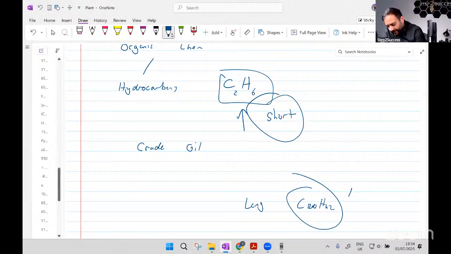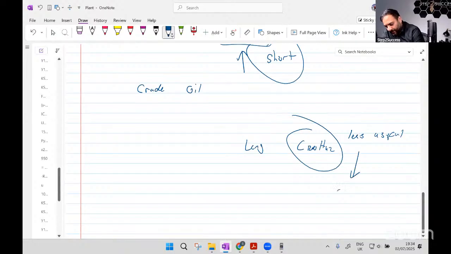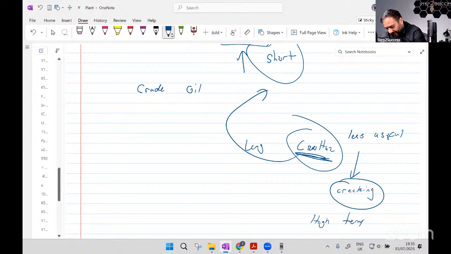The big numbers, or the long hydrocarbons, are less useful to us, which means that what we do with them is a process called cracking. Cracking turns these long ones into shorter ones. One of the things that cracking involves is high temperatures. You need a high temperature to be able to crack a long hydrocarbon into a shorter one. The reason we do this cracking is because the shorter ones are more useful to us.